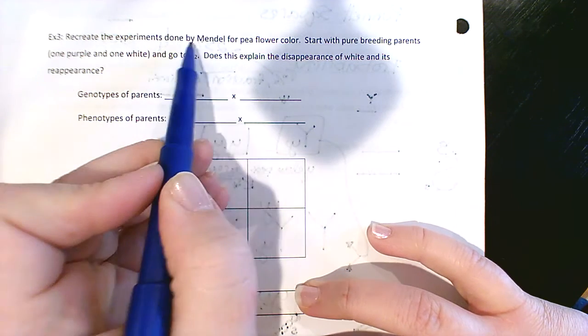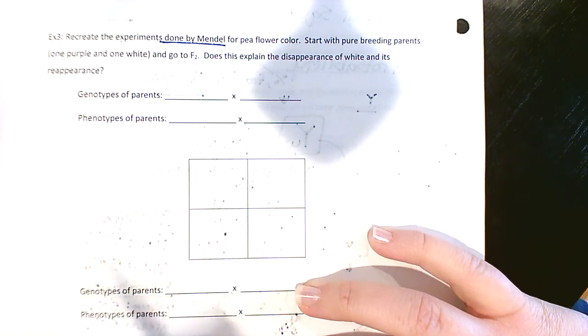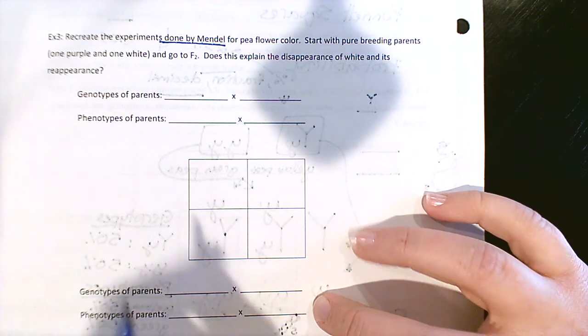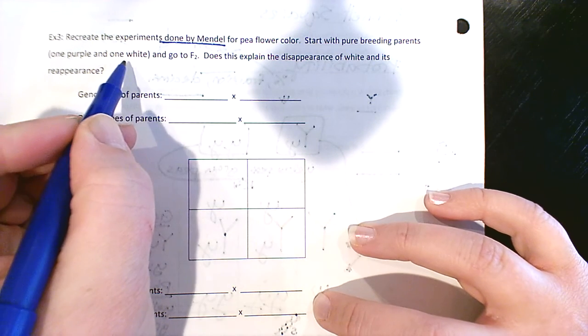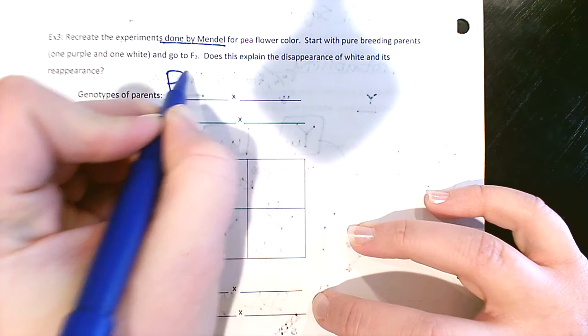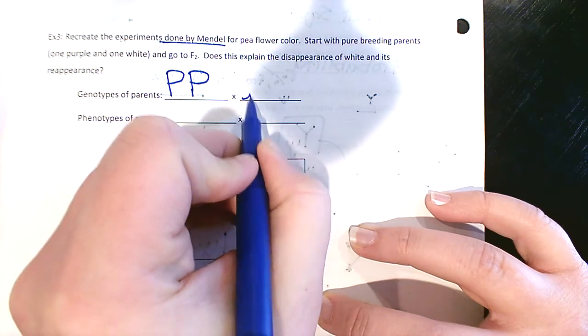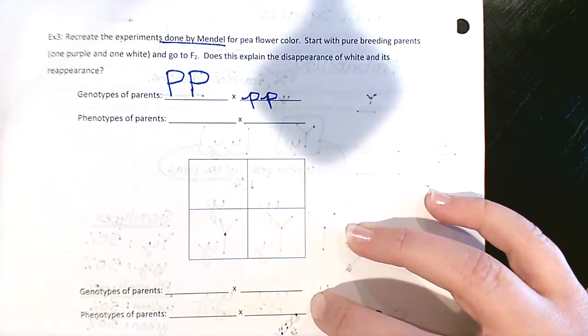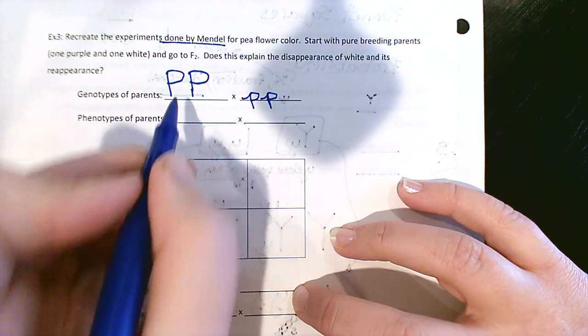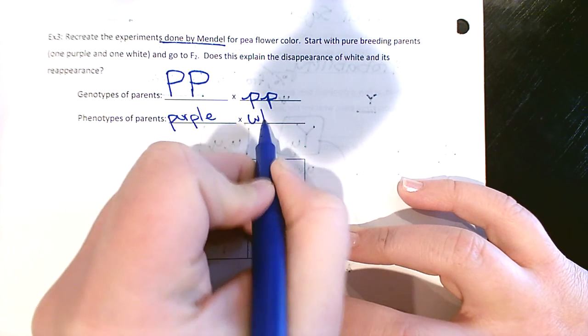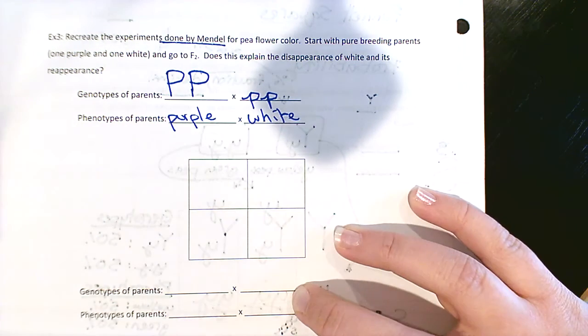So we're going to recreate the experiments done by Mendel. Okay, so remember we said he started with pure breeding parents. So pure breeding is going to work out to be the same as homozygous. Okay, so we're going to do purple and white. So we had one that was pure breeding purple, meaning it's only capital P for purple alleles, and one that's pure breeding white, meaning it has only lowercase p white alleles. So the phenotypes would be purple flowers for this parent and white flowers for this parent.